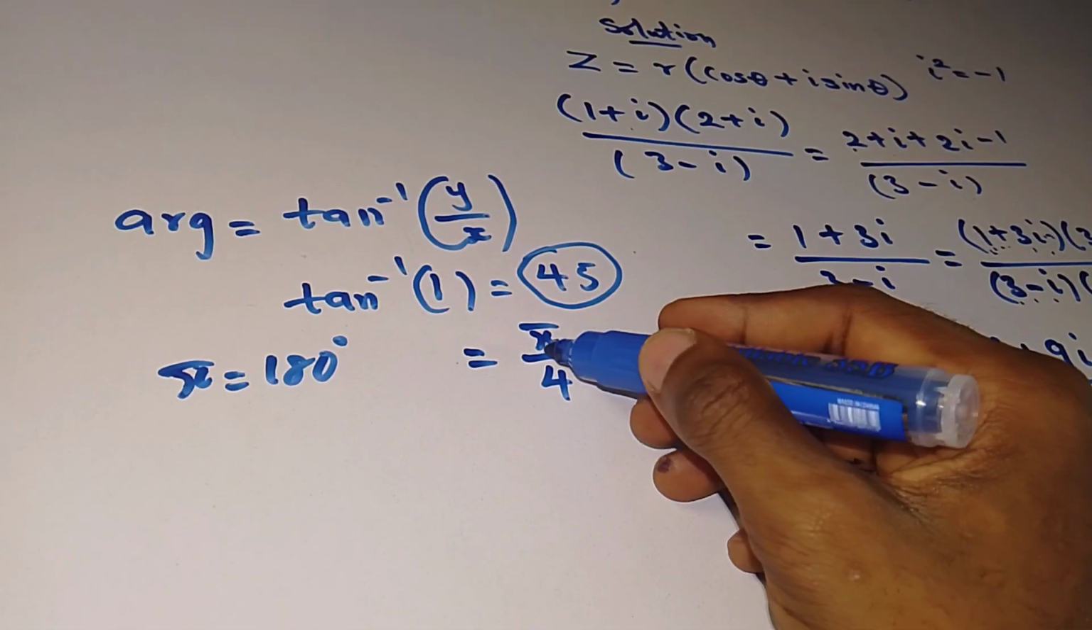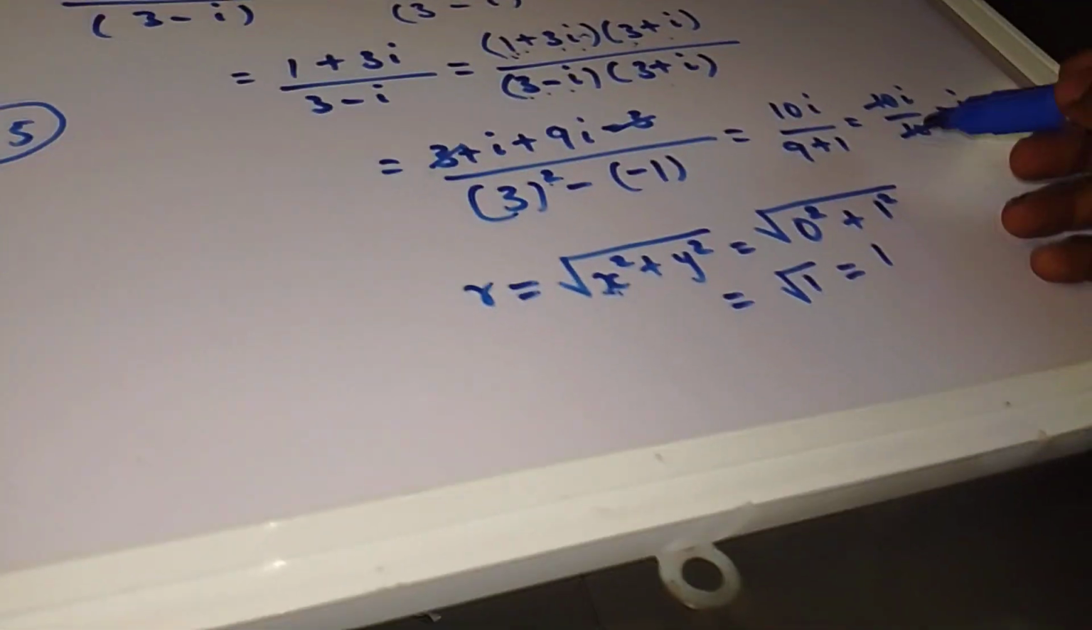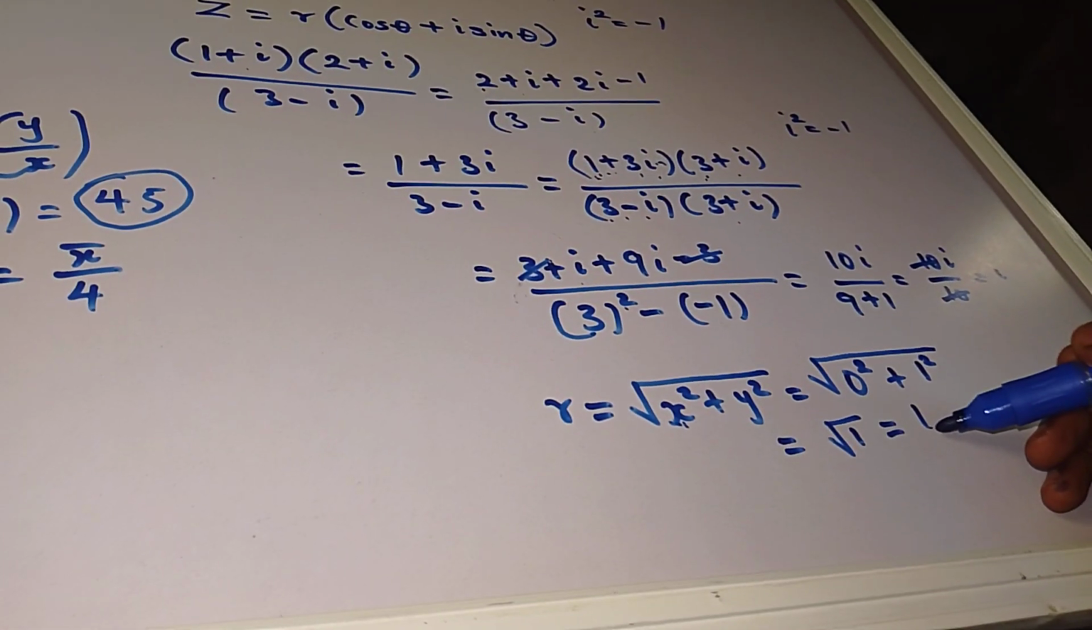So this is the argument of the complex number, and the modulus of the complex number is equal to 1.